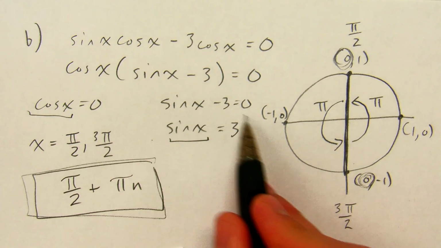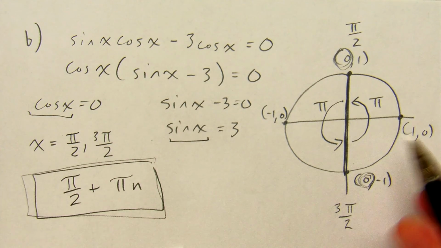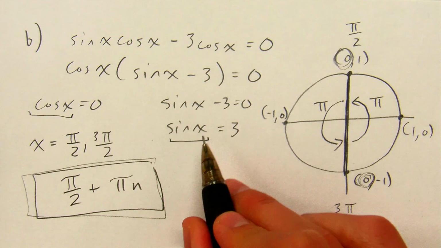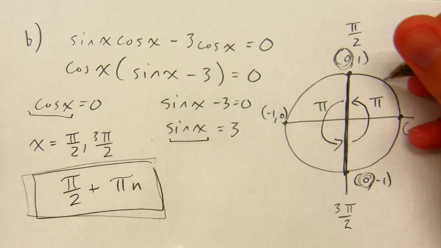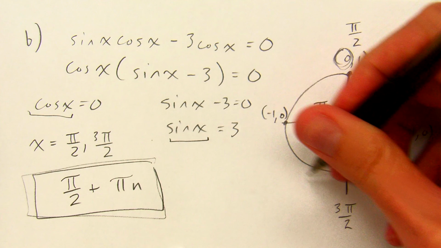Now let's solve this one, sine of x equals 3. So let's look on our unit circle. Remember, sine is the y value. Where would the y value be equal to 3? Well, up here the y value is equal to 1. That's not big enough. And as soon as I keep going, the y value is getting smaller.